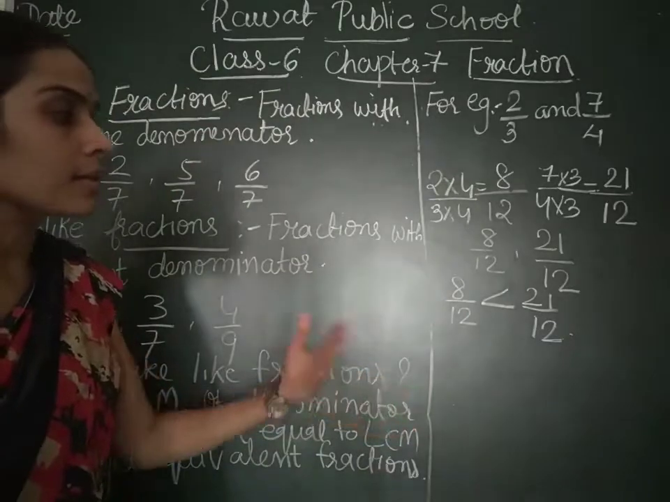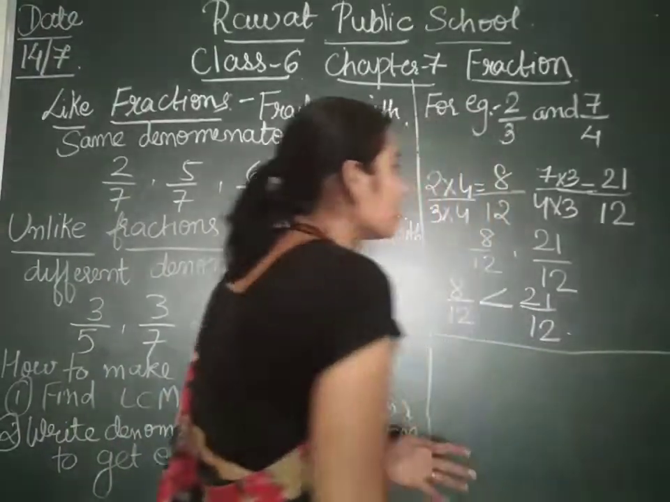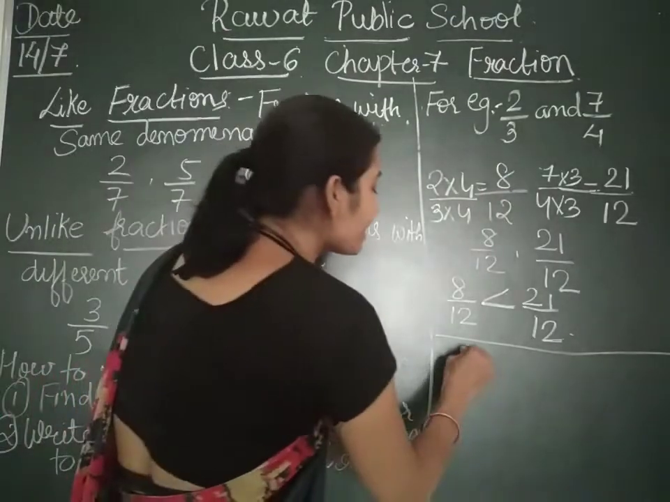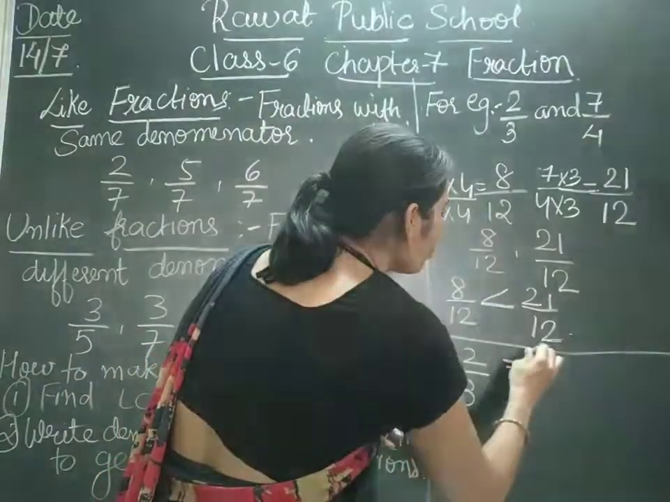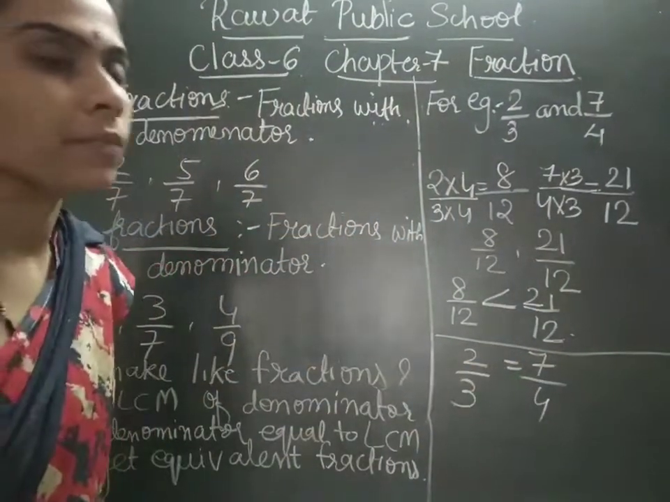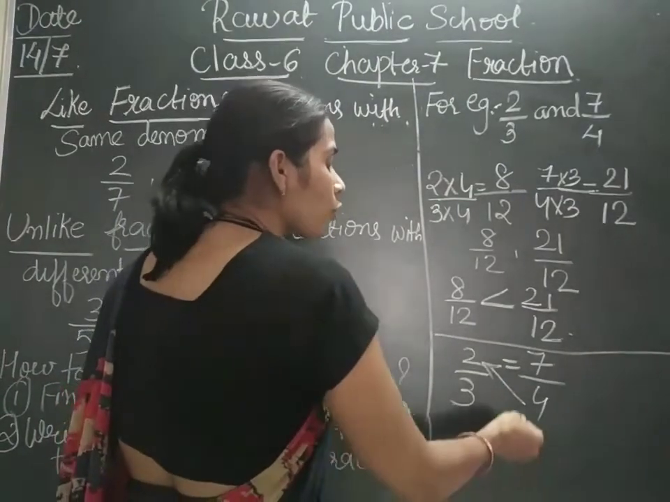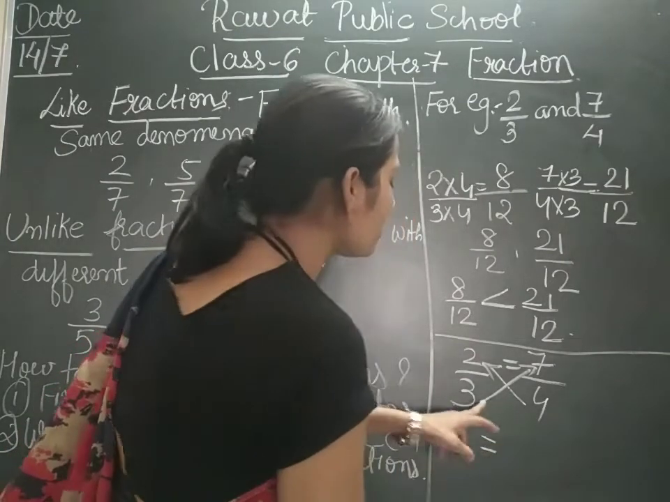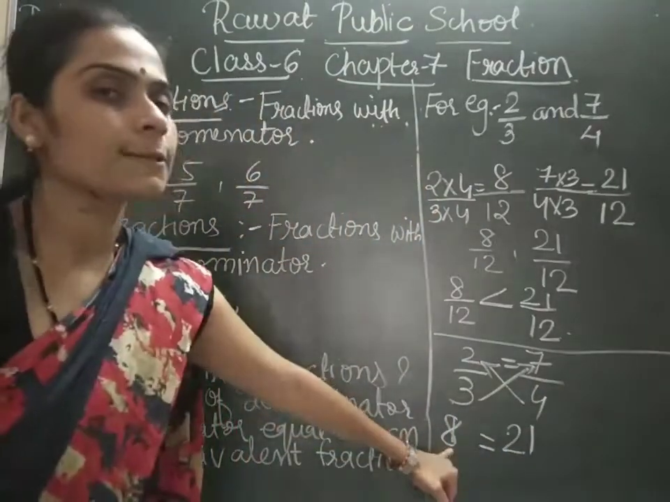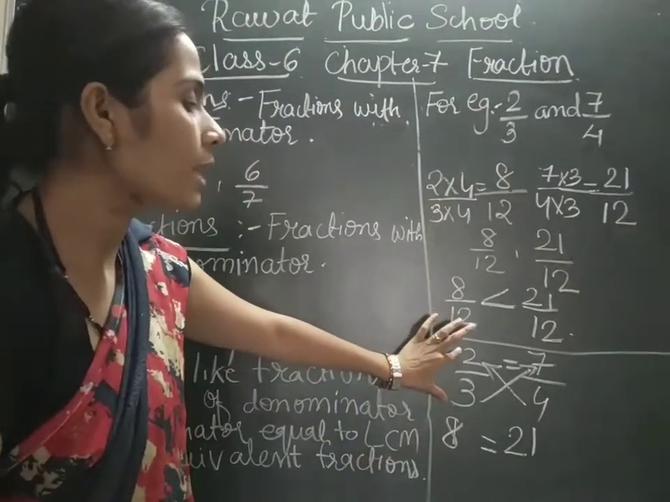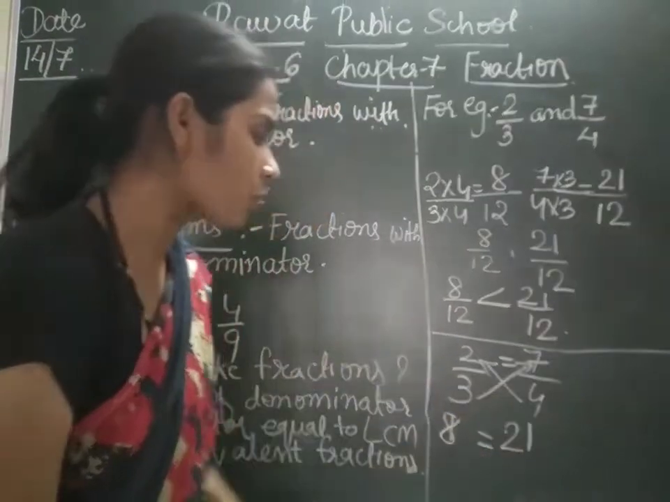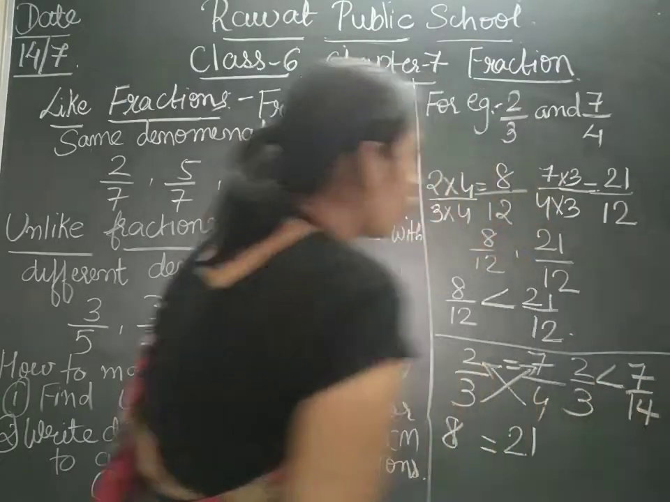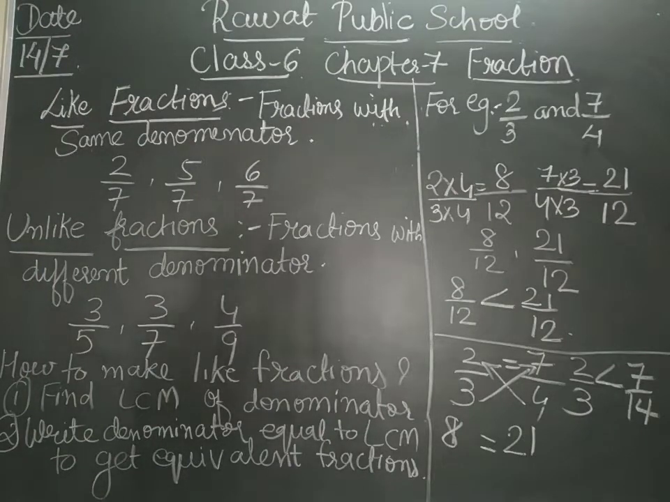Now there is another method also to find out which of the given two fractions is greater and which one is smaller. So let's take the alternate method. In that, we just have to cross multiply. We will multiply 4 by 2 and we will multiply 3 by 7. So here you will get 8 and 21. This product is smaller, so yes, 2 by 3 is smaller than 7 by 4. Understood? Now let's move on to some more.